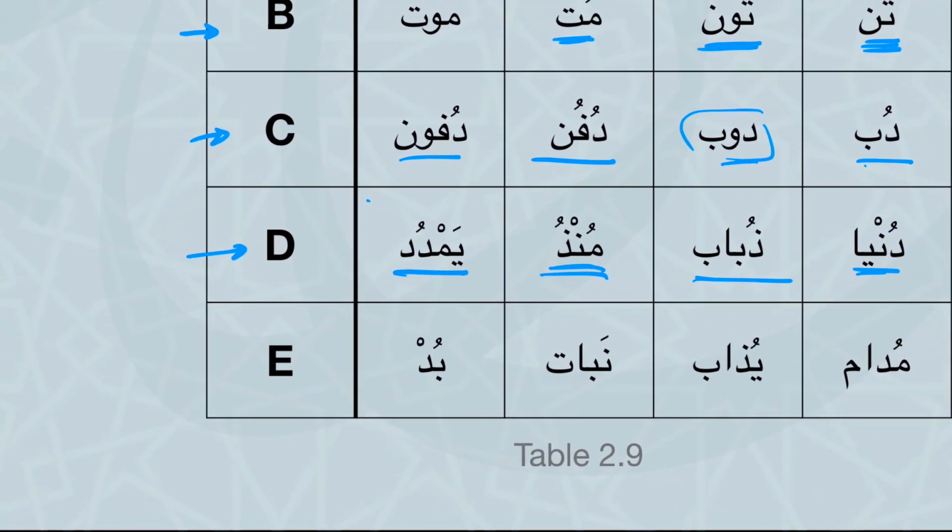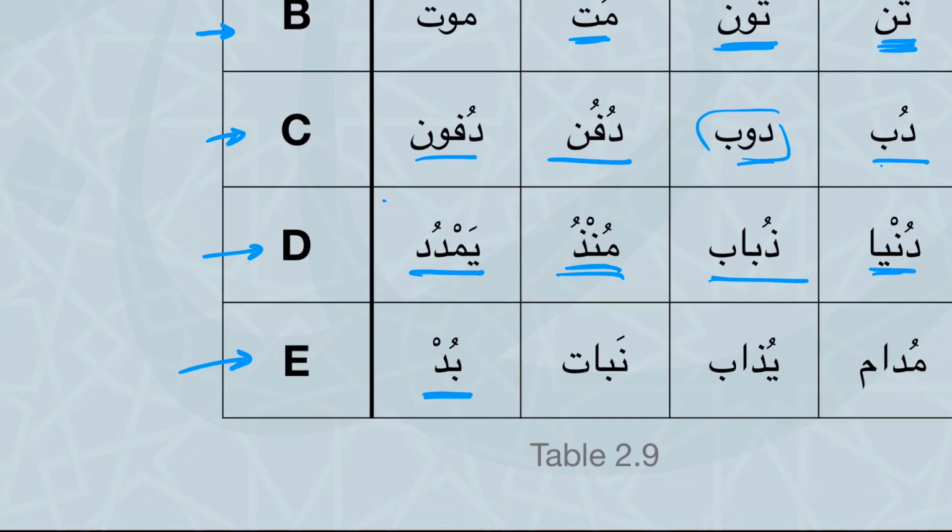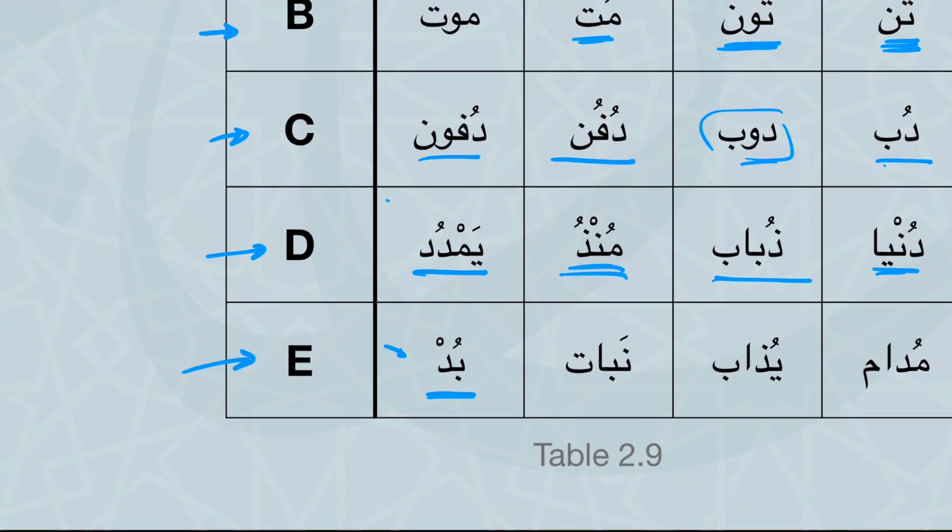The row E. This is the ba has a dhamma, so it's bu. The dal is sukun, so it's bud, bud. Now this is still used in Old Arabic, and it has a meaning which is escape.